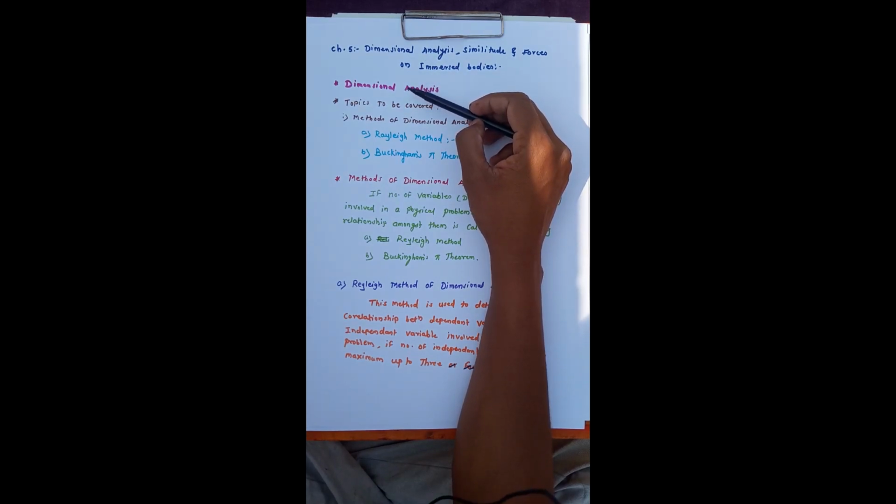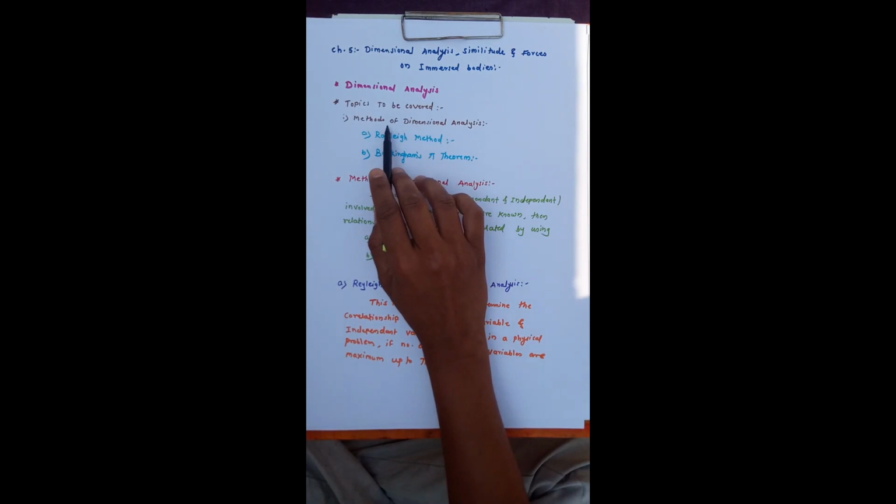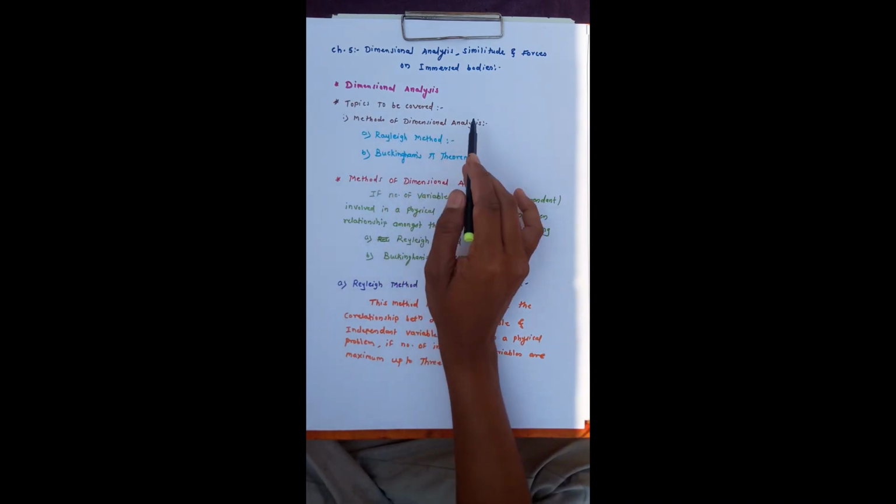In the last video we covered what is meant by dimensional analysis, what is meant by fundamental dimension, what is meant by secondary or derived dimension, and based on fundamental and secondary dimensions we found the dimensions of various physical quantities. Then we saw what is meant by dimensional homogeneity. In this video we are going to cover methods of dimensional analysis.